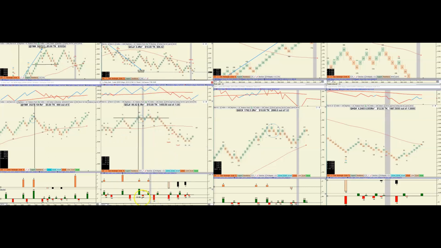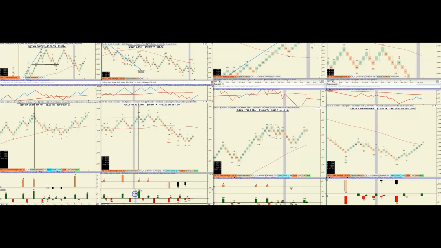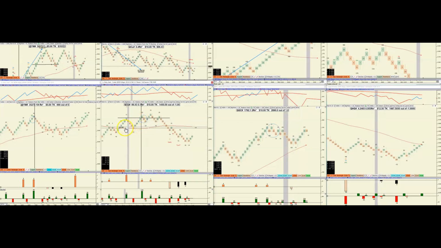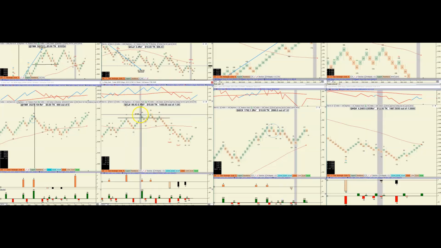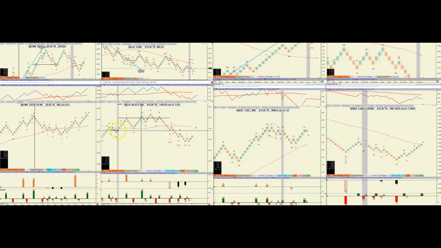And it's registered in the volume because all that volume made one brick higher. So that one brick has more volume than this entire prior up wave. That is saying that something's not quite right if one brick has more volume than the entire up wave.